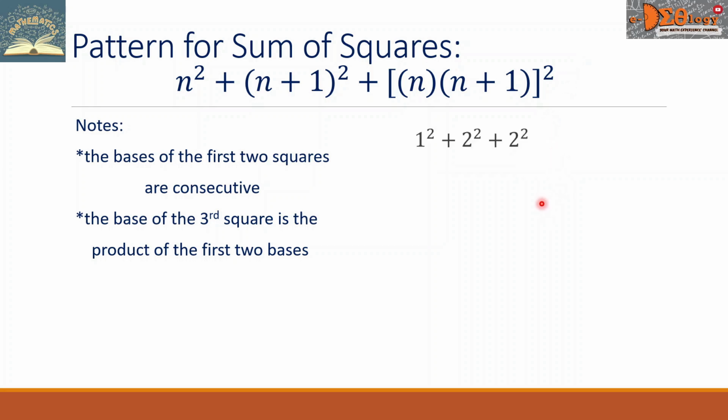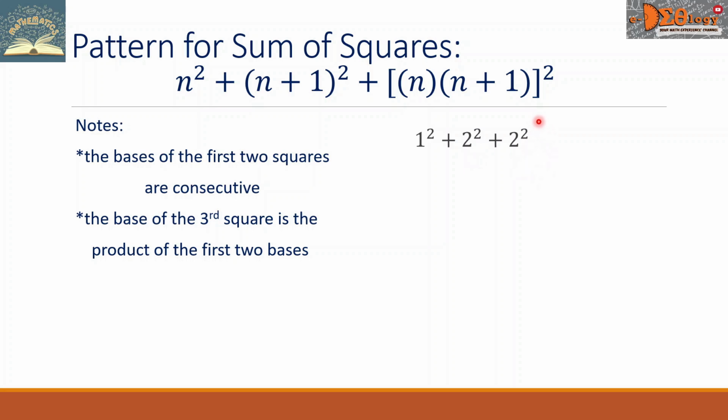Let us see one example. 1 square plus 2 square plus 2 square. In the first square, the base is 1. Second square, the base is 2. Third square, the base is 2. Notice the first 2 bases. They are consecutive. This is 1 followed by 2.